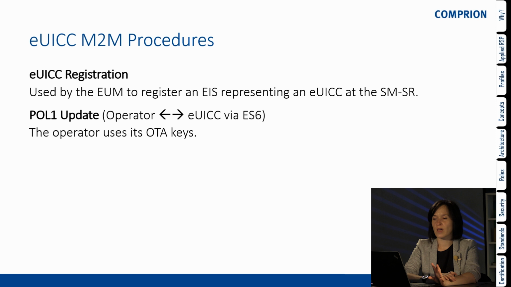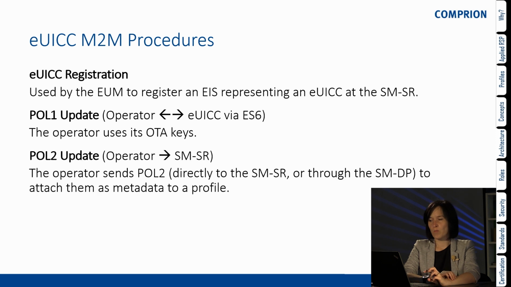Policy update. So we have two types of policies. The policy 1 update is performed by the operator and the eUICC using the ES6 interface, and the operator uses its OTA keys. The policy 2 update is performed from the operator to the SM-SR, and the operator sends policy 2 directly to the SM-SR through the SM-DP to attach them as metadata to a profile. Yes, you can see, since the policy 1 communication is to the eUICC, policy 1 is on the eUICC and policy 2 is on the server side.